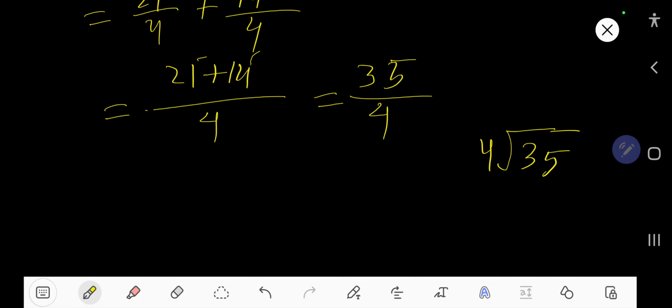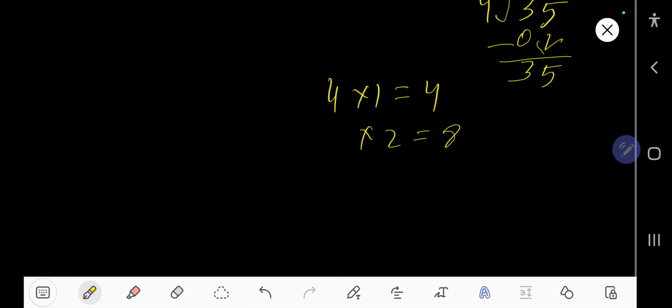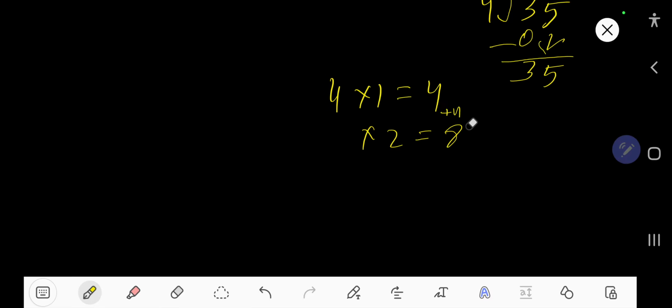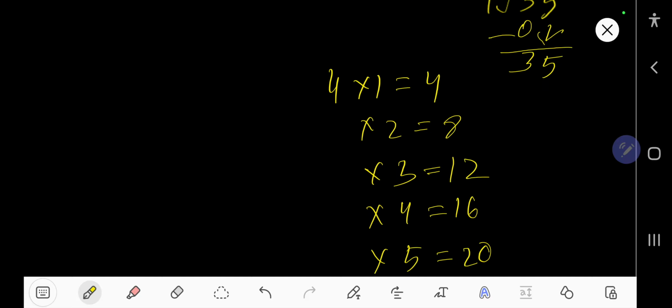That is why you need to divide this 35 by 4. Okay, so look, 4 goes into 3 0 times. 0 times 4, that is 0. Subtract 3, bring down this 35. Look, now you need multiplication table of 4. 4 times 1, 4. 4 times 2, 8. Just add 4 with this 4. 4 times 3, just add 12, 16, 20, but here we have 35.